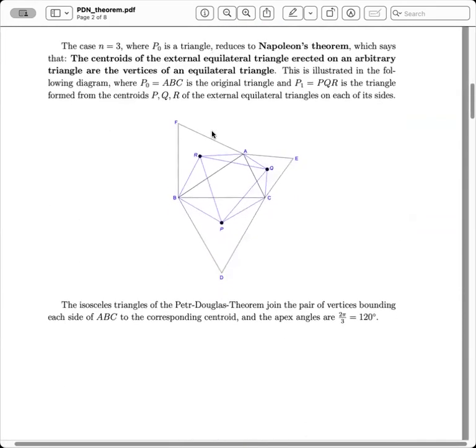The case n equals 3, where P0 is a triangle, reduces to Napoleon's theorem, which says that the centroids of the external equilateral triangles erected on an arbitrary triangle are the vertices of an equilateral triangle. This is illustrated in the following diagram, where P0 is A, B, C. That's the original triangle. And P1 is P, Q, R, the triangle formed from the centroids P, Q and R of the external equilateral triangle on each of these sides. For instance, BAF has centroid R, and ACE has centroid Q.